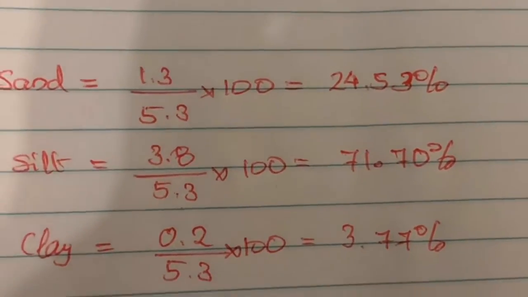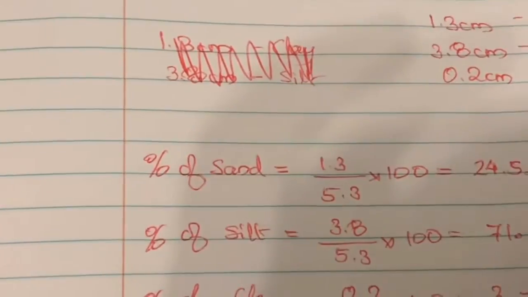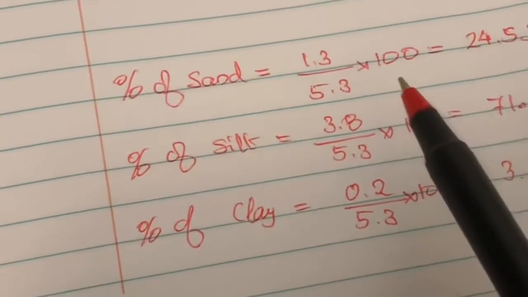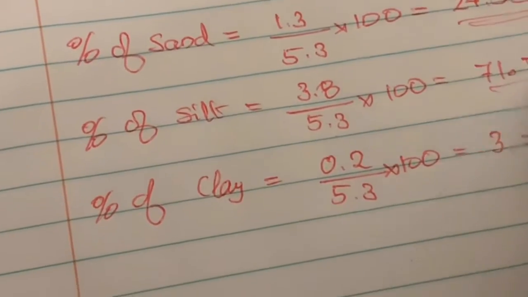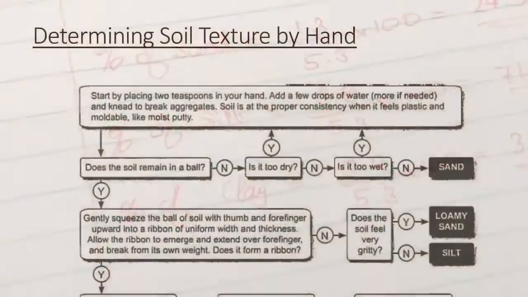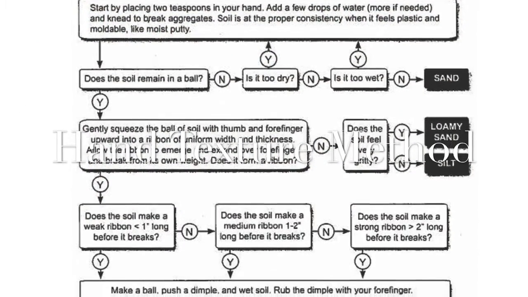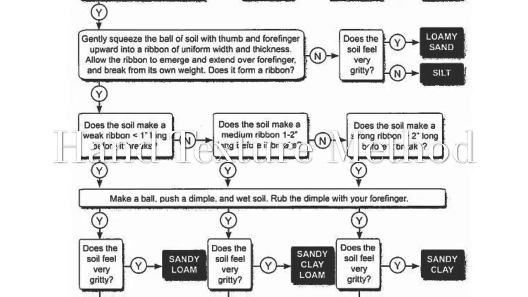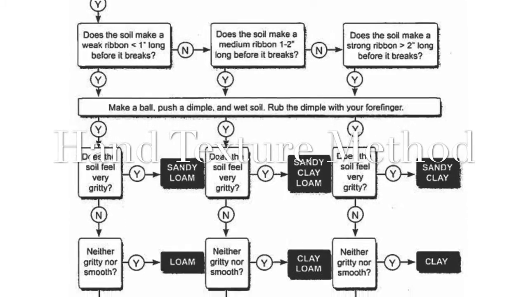Here I have done the maths, calculating the percentage of sand in the soil column, silt in the soil column, and the clay. Sand is 24.5, silt is 71, and the clay is 3.7. Now onto the hand texture method. I am using this chart to determine the texture of the soil.